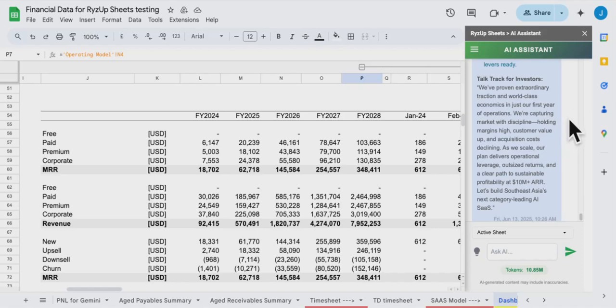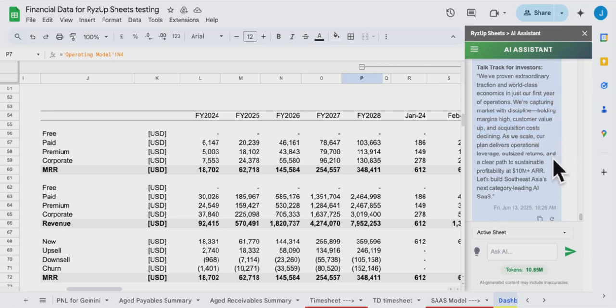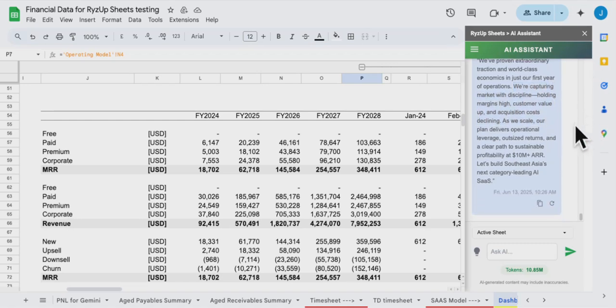We have proven extraordinary traction and world-class economics in just our first year of operations. We are capturing market with discipline, holding margins, high customer value, acquisition costs are declining. As we scale up, our plan delivers operational leverage, outsized returns, and a clear path to sustainable profitability at 10 million plus ARR. Let's build Southeast Asia's next category-leading AI SaaS. It's really using the language which we see in a lot of different decks.